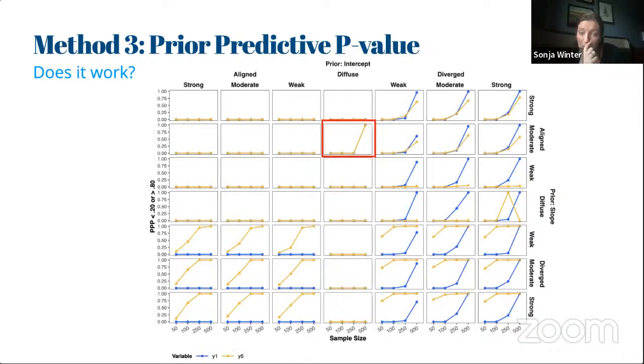Oh, and then something you maybe also noticed is this steep vertical uptick when we're using these diffuse priors with this large sample size, which I also thought was very strange. Like, why are we all of a sudden saying that there's disagreement here?